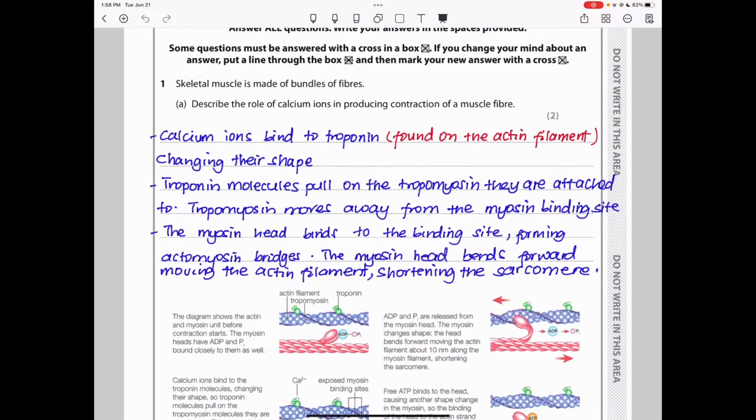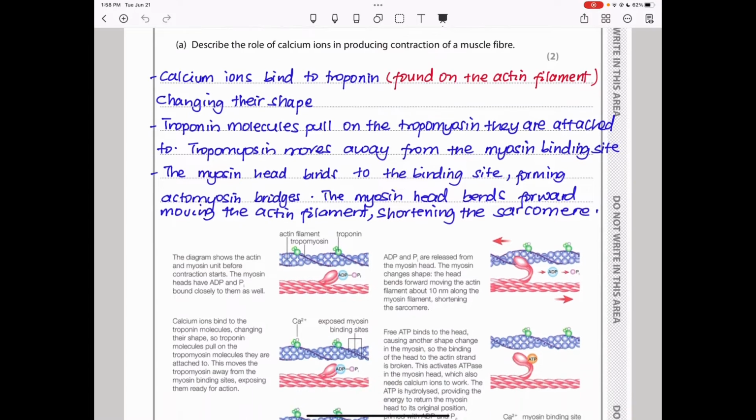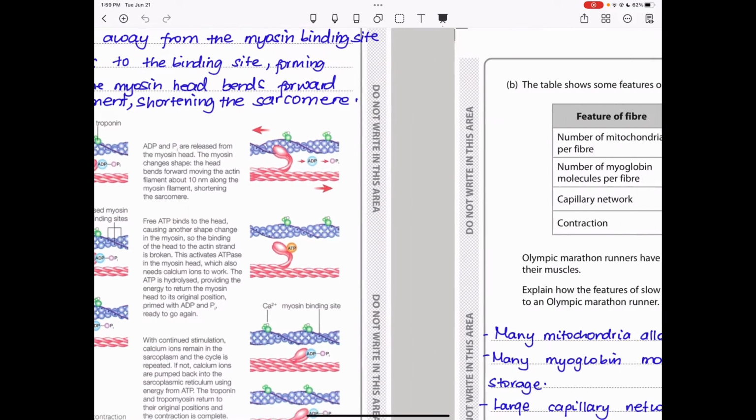So when it pulls away from the tropomyosin it's attached to, this tropomyosin is also going to move away from the myosin binding site. And when it moves away, it leaves them exposed. When they're exposed, then the myosin head is going to bind onto those exposed sites, forming an actomyosin bridge or actomyosin bridges. And when this occurs, the myosin head will bend forward, moving the actin filament and shortening the sarcomere. So that is how contraction is occurring. So basically, in a contracted state, the sarcomere is going to be shortened. So I will go to the next part of the question.